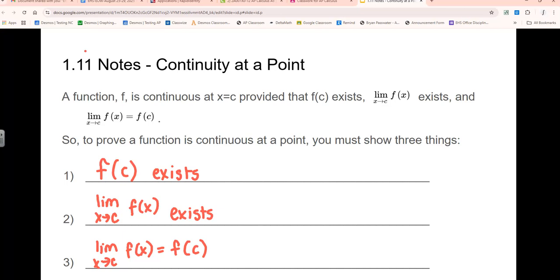If any of these three fail, if you get no, it's not true, for any of these three, then that means that the function is not continuous. So as soon as you get that one of these fails, you can say the function is not continuous at this point. So if you found that f of c does not exist, there's a vertical asymptote there, you would immediately say, well, no, this is not continuous at that point.